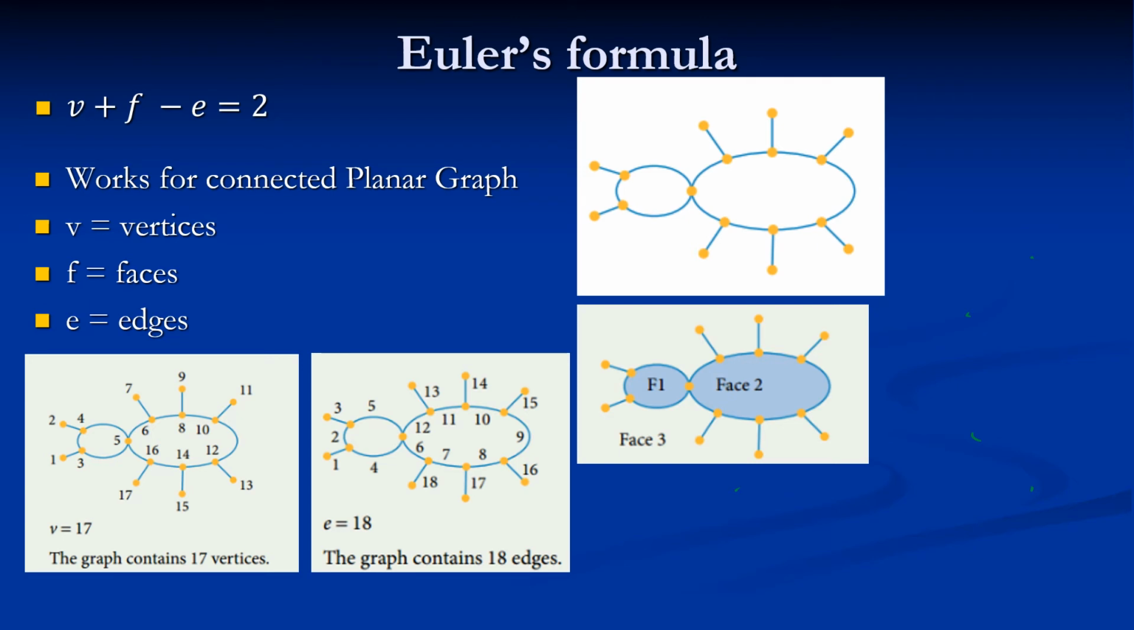So what are the vertices? They are the little orange dots here. So we've got 17 of them. How many faces do we have? Well, we've got the head, the body, and the outside of this ant.